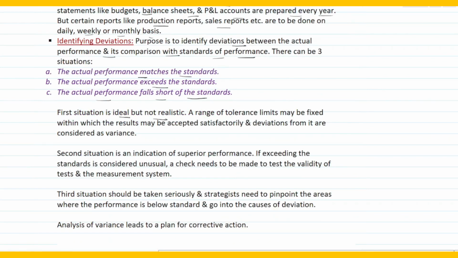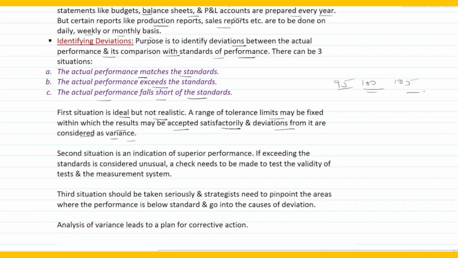It is not every time that you will lay down a standard and that standard will be exactly achieved. A range of tolerance limits may be fixed within which the results may be accepted satisfactorily, and deviation from it is considered as a variance. For example, if I am supposed to sell say 100 units of a product in a given month, now a range can be between 95 to 105.